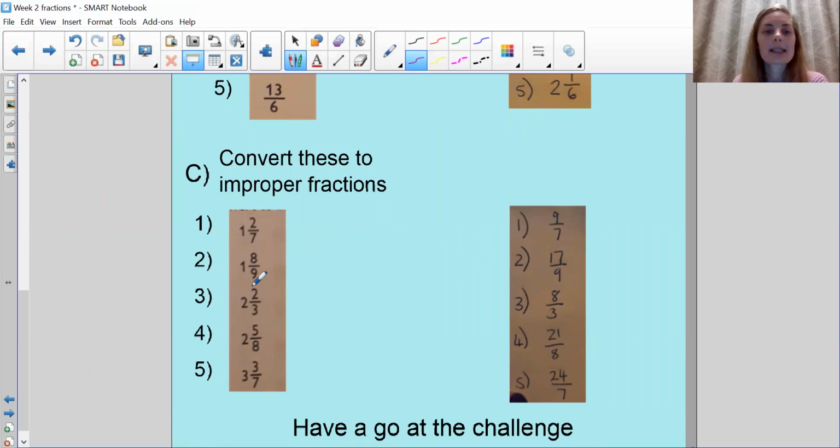3 times 2 is 6, 6 plus 2 is 8/3. 8 times 2 is 16, 16 plus 5 is going to be 21, leaving the denominator the same. And 7 times 3 is 21, 21 plus 3 is going to be 24, and I leave the bottom number the same, 7s.